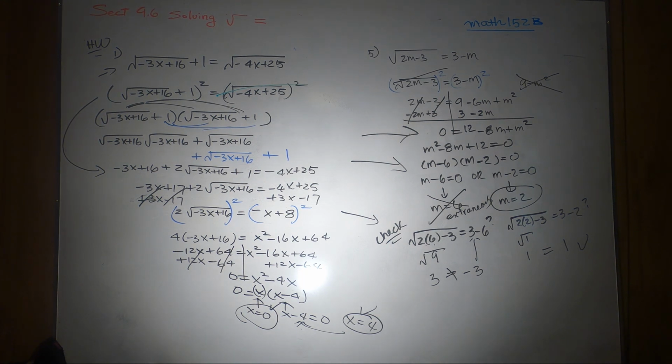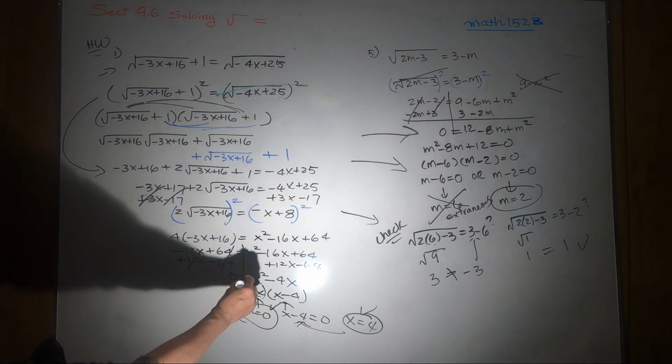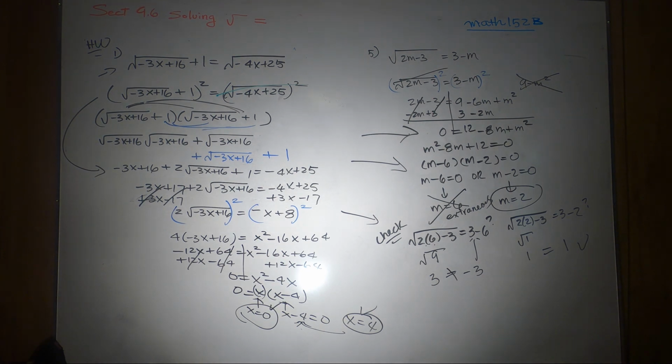So, if you have two radicals, then you have to do it twice to get rid of all the radical symbols before you can solve the equations. Okay? One problem would take you a long time. So, all right. So that will be our section 9.6, solving radical equations.